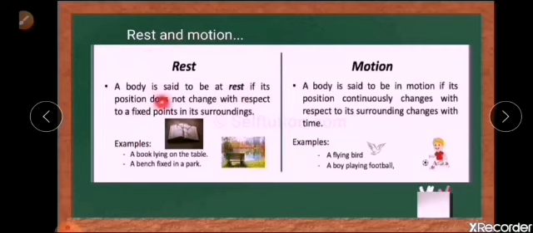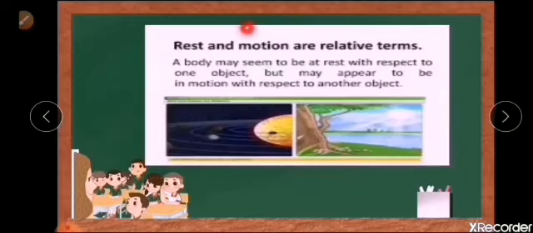Even though rest and motion have such differences between them, we can see that both are relative terms, or one is related to another. For example, a body may seem to be at rest for someone, but for the same object, from another point of view, it can be in motion also. Let's see some examples for that.